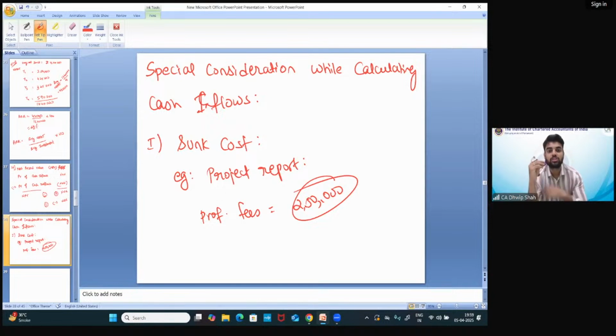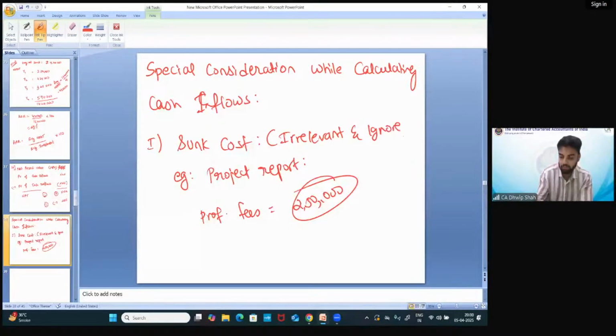Any doubts? So sunk cost, whether you take the project or not, is always irrelevant. Because ये cost तो आपका incur होगा ही होगा. Whether you take the project, well and good. If you are not taking the project, then also you have to bear this cost. So this is irrelevant for the project. You have to ignore this in the cash inflow. Irrelevant, and ignore this while calculating the cash inflows.